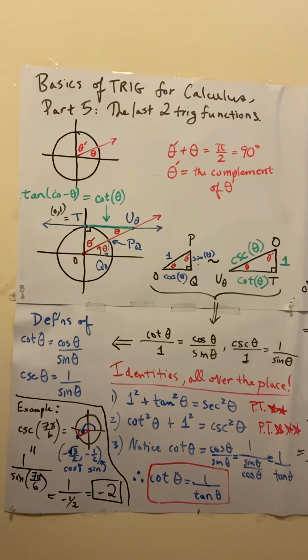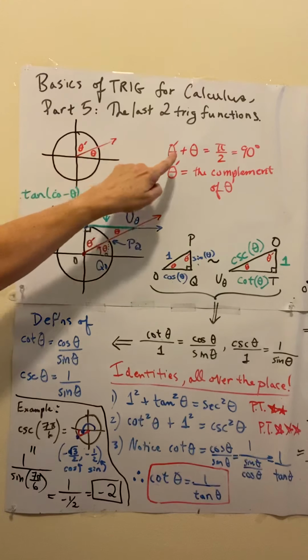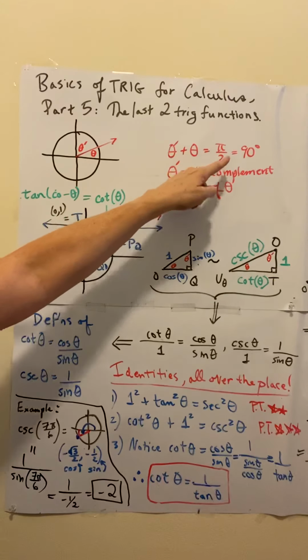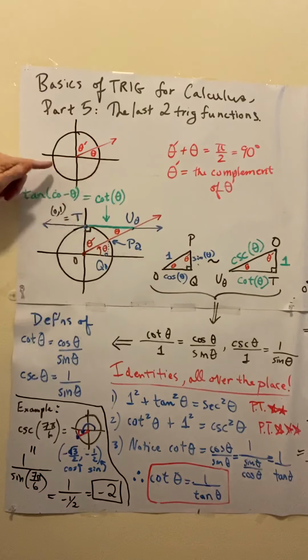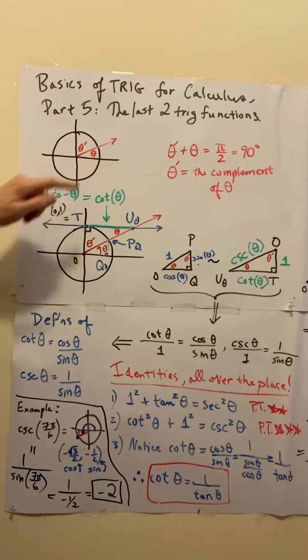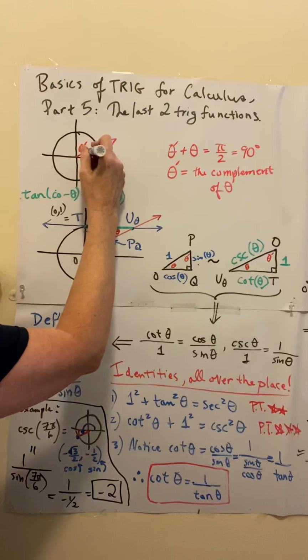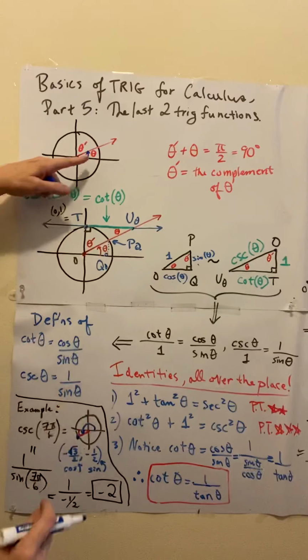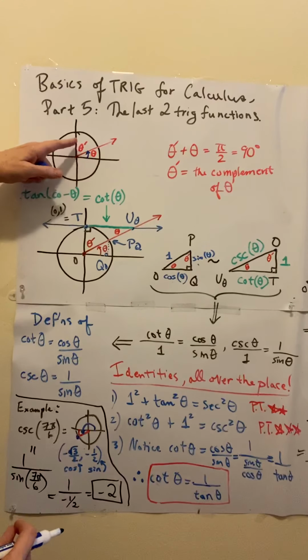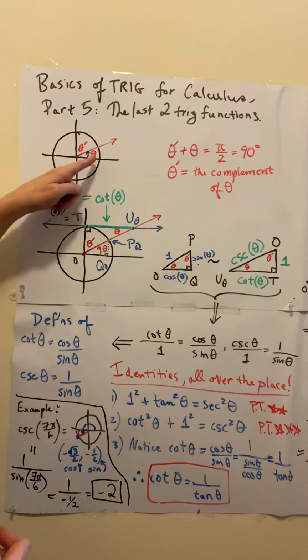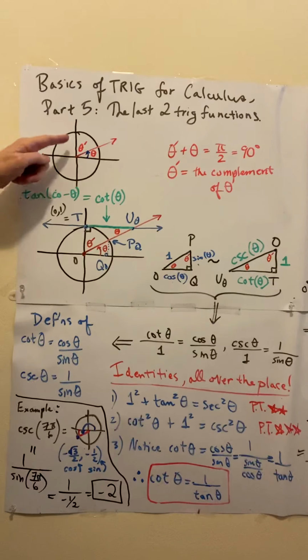The last two trig functions, we're going to define them. So we need to talk about an angle and its complement. They should add up to pi over 2 or 90, right? And anytime we put an angle in standard position, theta increases from the positive x-axis up to theta, that's true. And in the first quadrant, you can see theta prime would be right there, right? Theta and theta prime, they add up to 90 degrees.